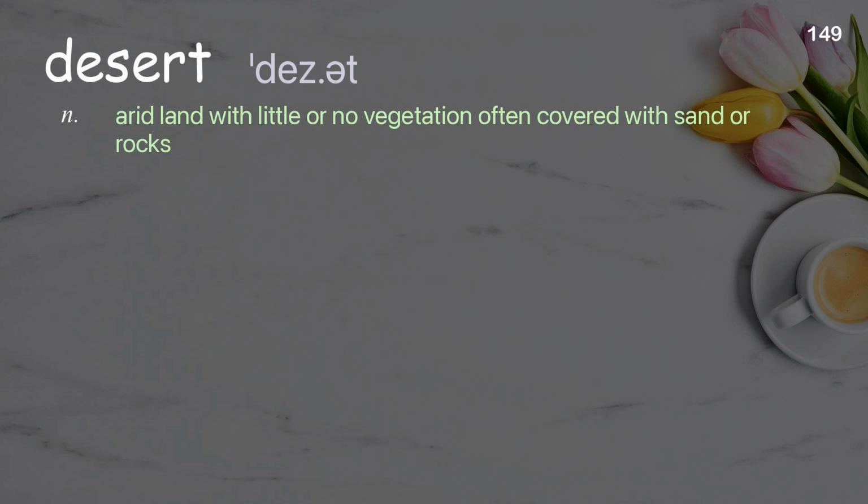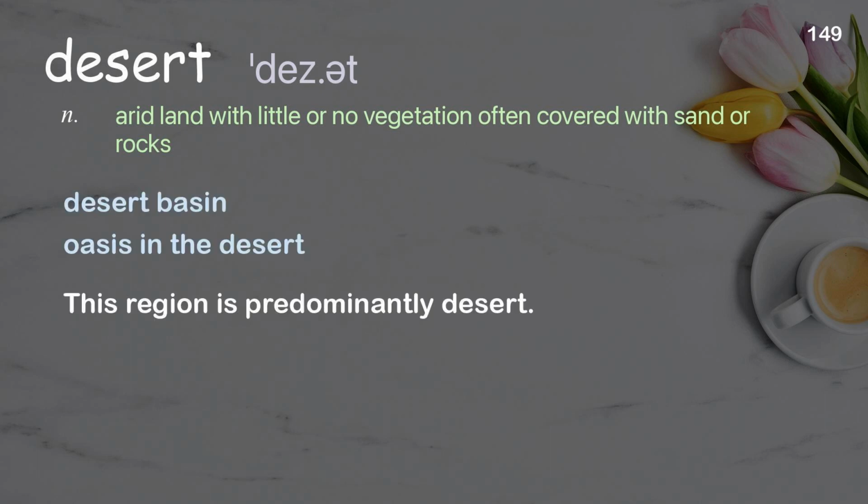Desert. Arid land with little or no vegetation, often covered with sand or rocks. Examples: Desert basin. Oasis in the desert. This region is predominantly desert.